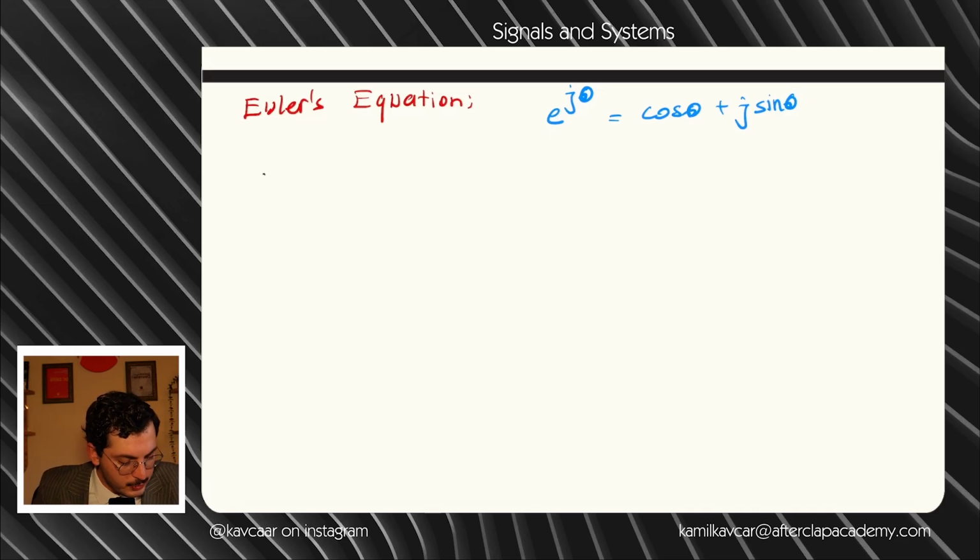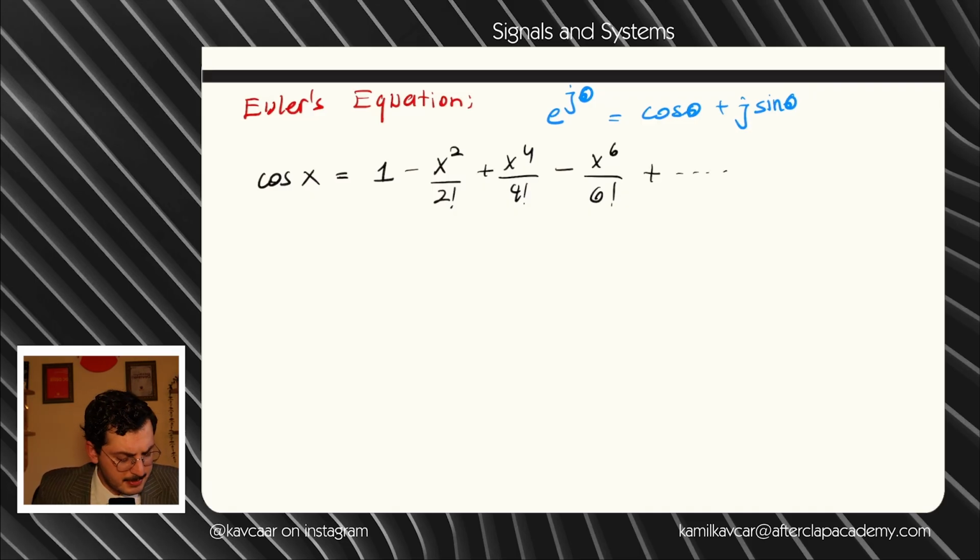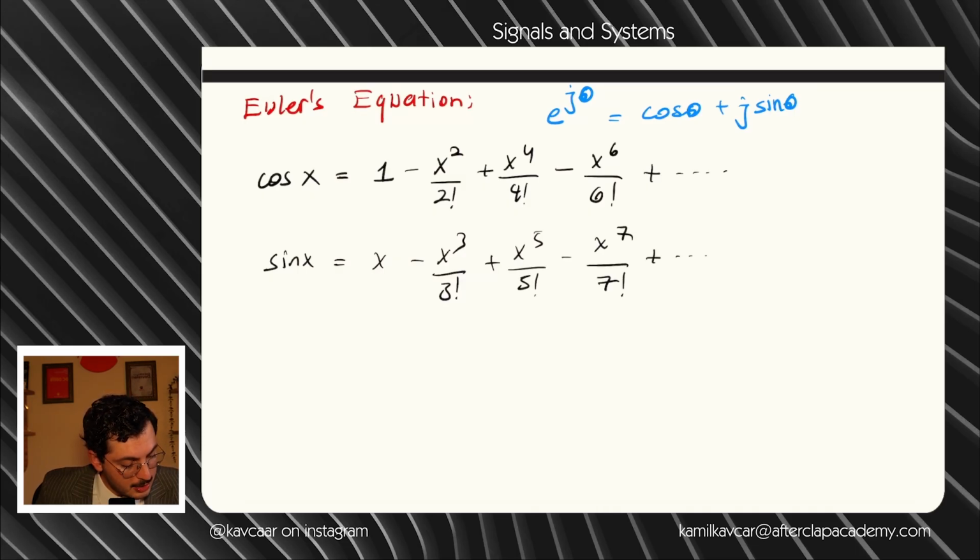Let's move on. So cosine theta has an expansion, or let's just not use theta, let's use x. Cosine x has an expansion something like this: 1 minus x squared over 2 factorial plus x to the 4 over 4 factorial, not plus, minus x to the 6 over 6 factorial. And I think you see the pattern here. It just moves on like this. Sin x has a similar pattern. Sin x is equal to x minus x cubed over 3 factorial plus x to the 5 over 5 factorial minus x to the 7 over 7 factorial, and it goes on like this.